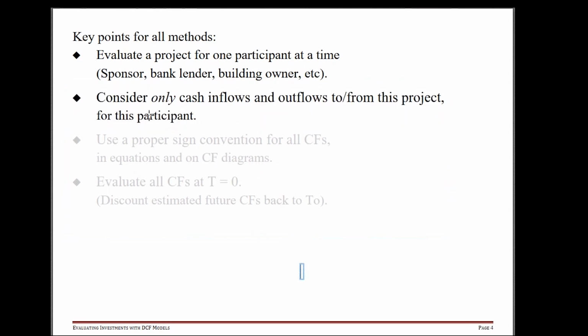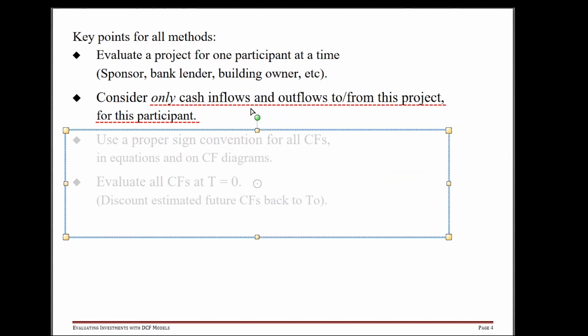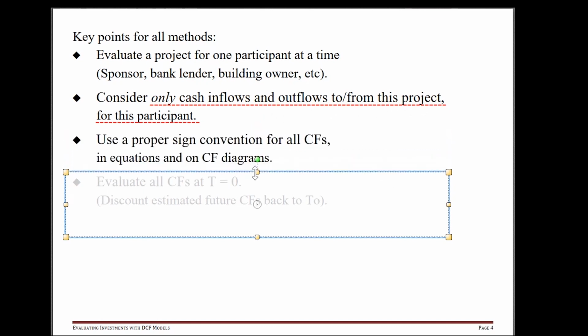With our DCF methods, we're going to consider only cash inflows and outflows to and from this project for this participant. So if there's the mother of all big piles of cash in the project and it stays in the project, it doesn't flow out to anyone, we don't consider it. We're only considering inflows and outflows of cash, and only from the view of the participant we're taking on.